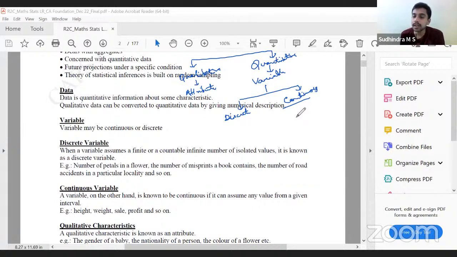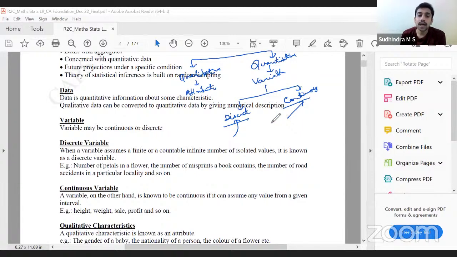Simple, easy to remember: if a particular variable cannot be expressed in decimals, then it is discrete. For example, number of accidents, number of petals in a flower. We cannot have 0.5 accidents. We cannot have 3.5 accidents. It is either 3 or 4. So it cannot be expressed in decimals. Therefore, they are discrete variables. If it can be expressed in decimals, then it shall be a continuous variable. That is how we should remember.